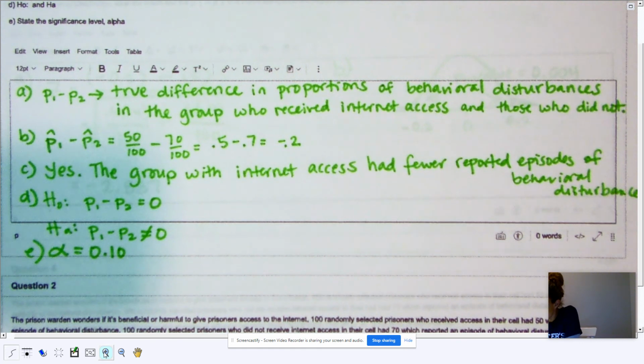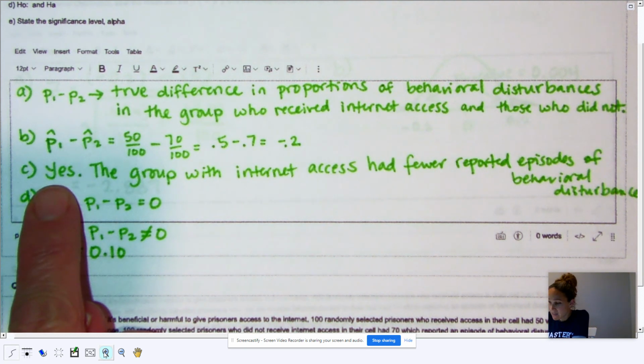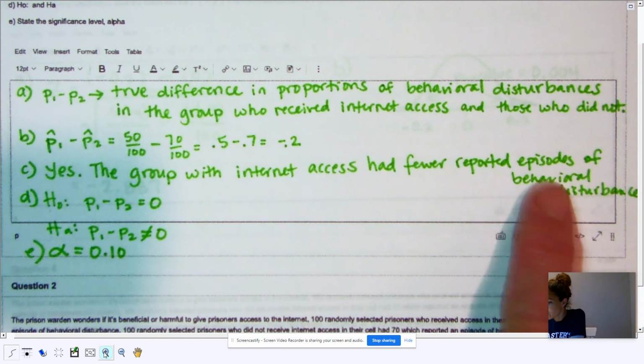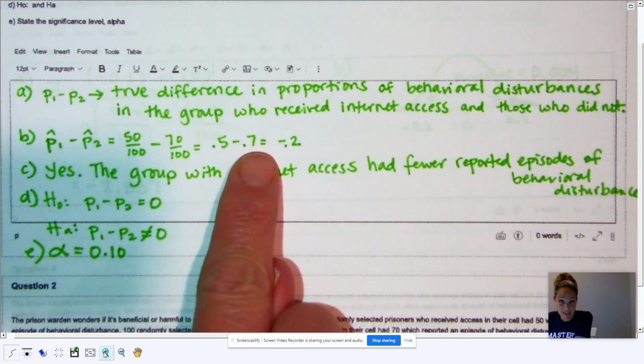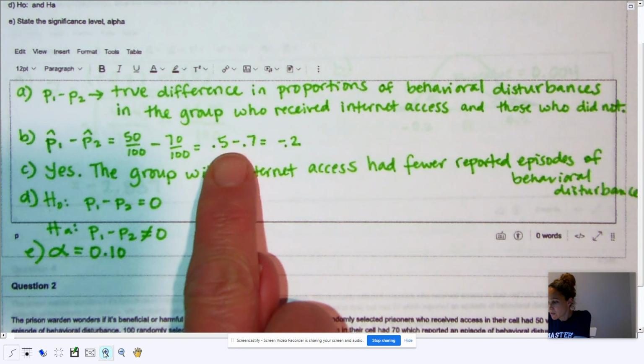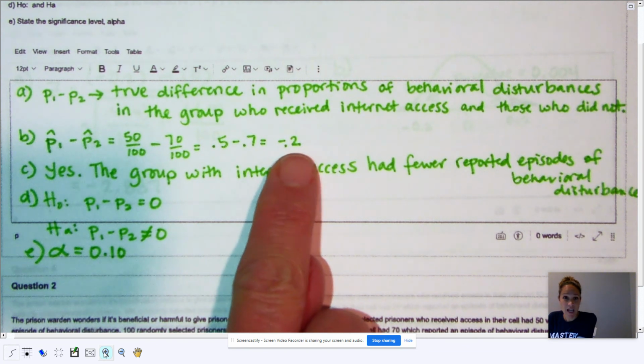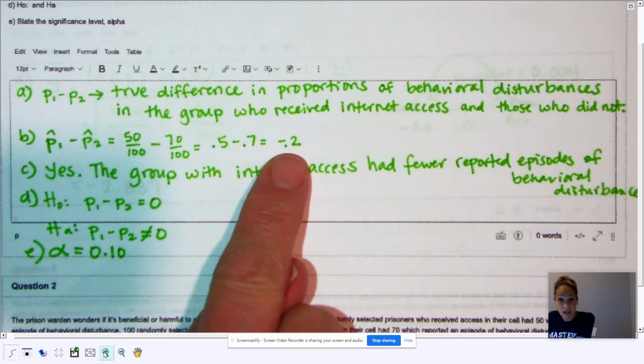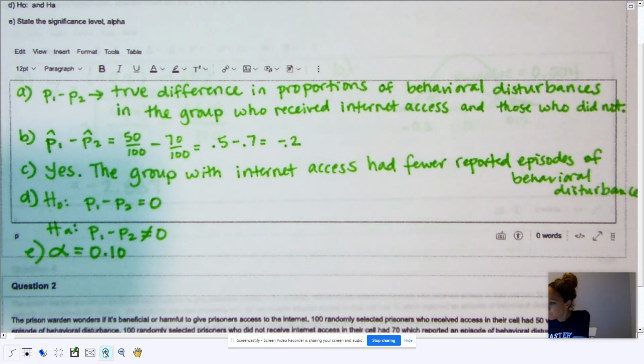So the third question, part C, is: does the sample provide some evidence that internet access may be either beneficial or harmful to prisoners? Explain. Yes, the group with internet access had fewer reported episodes of behavioral disturbances. So there was a difference there when we subtracted them. We didn't get 0. We did have a difference of about 20%. In this case, it doesn't matter if it was positive or negative. Just the fact that we had a difference gives us some evidence.